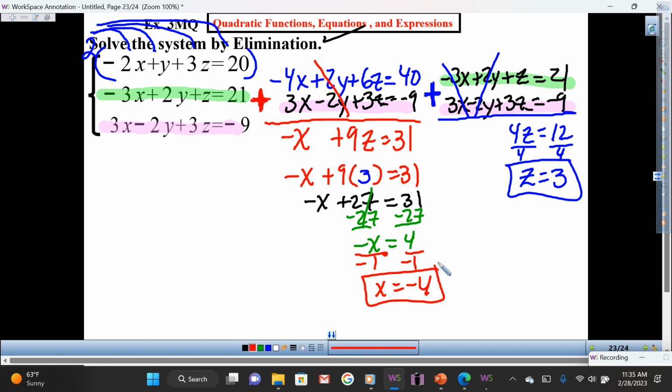We need a y value. Tell your neighbor which one you're going to use to get our y value.